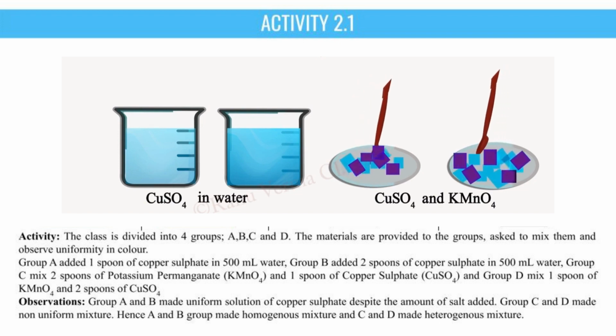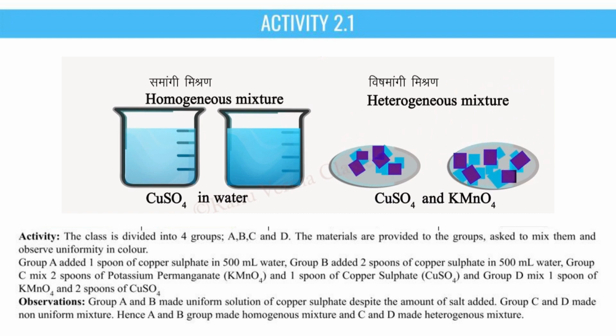Observations: Group A and B made uniform solution of copper sulfate despite the amount of salt added. Group C and D made non-uniform mixture. Hence A and B group made homogeneous mixture, and C and D made heterogeneous mixture.